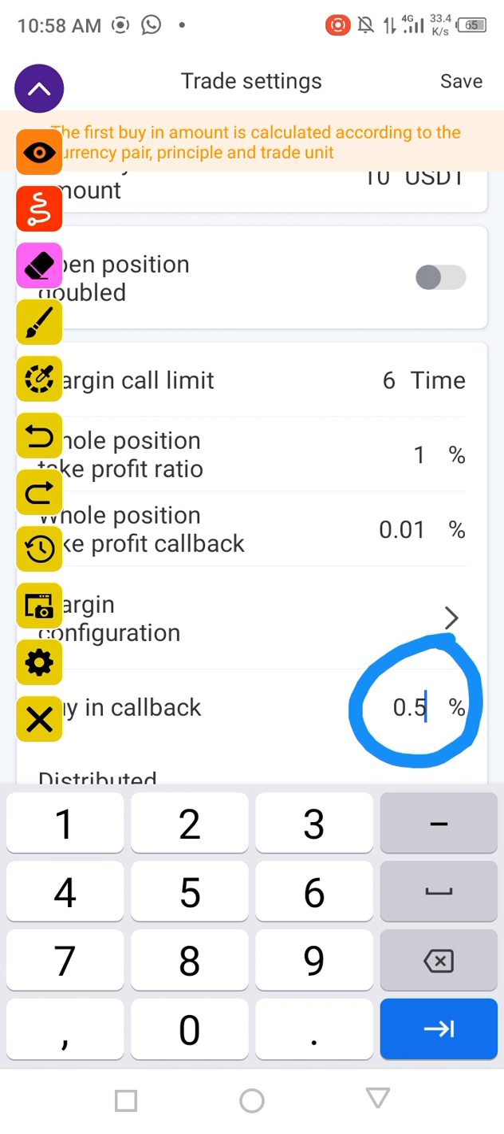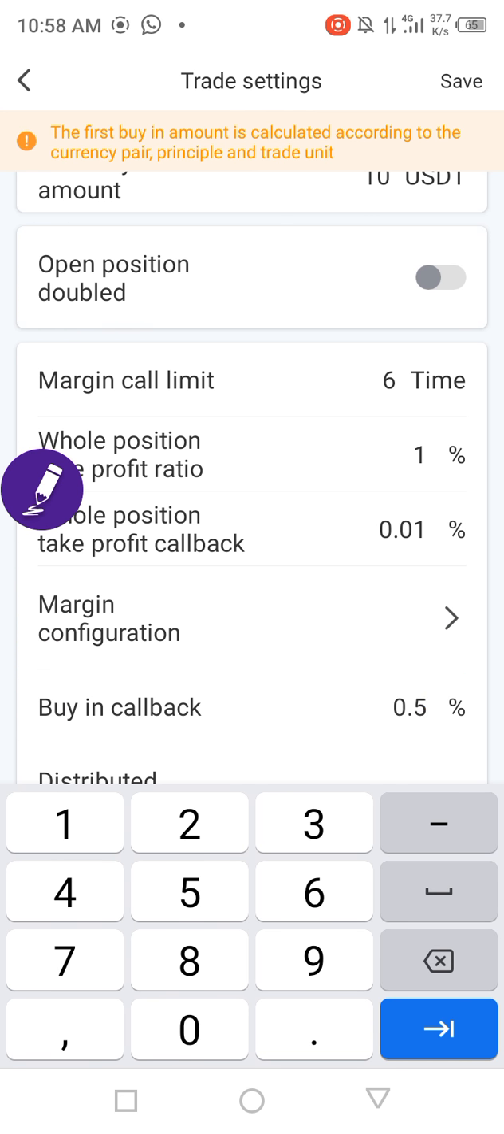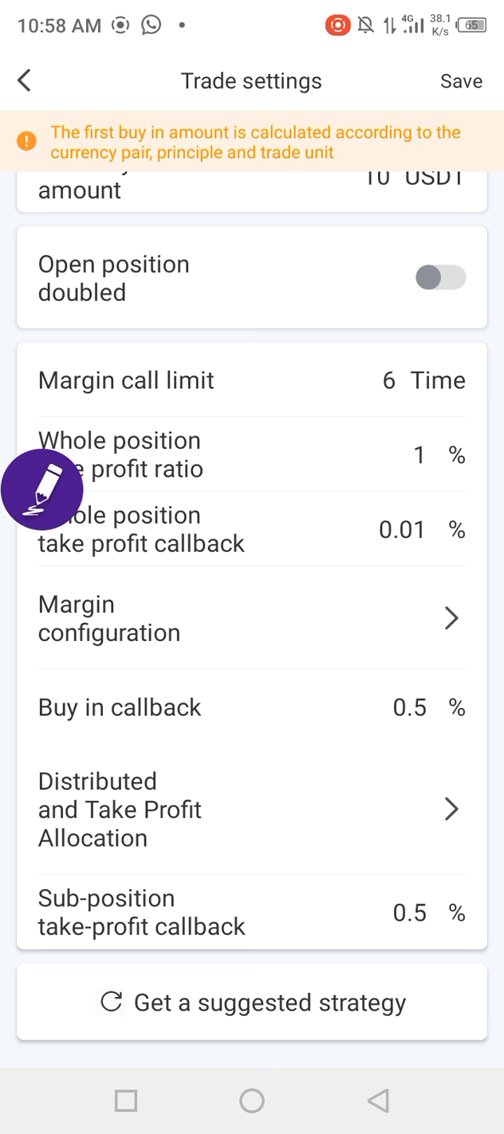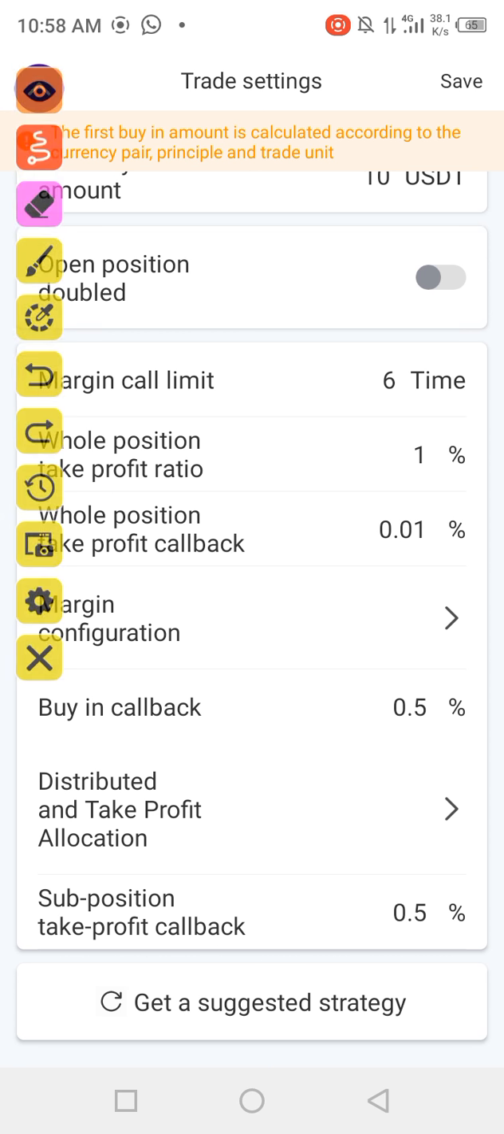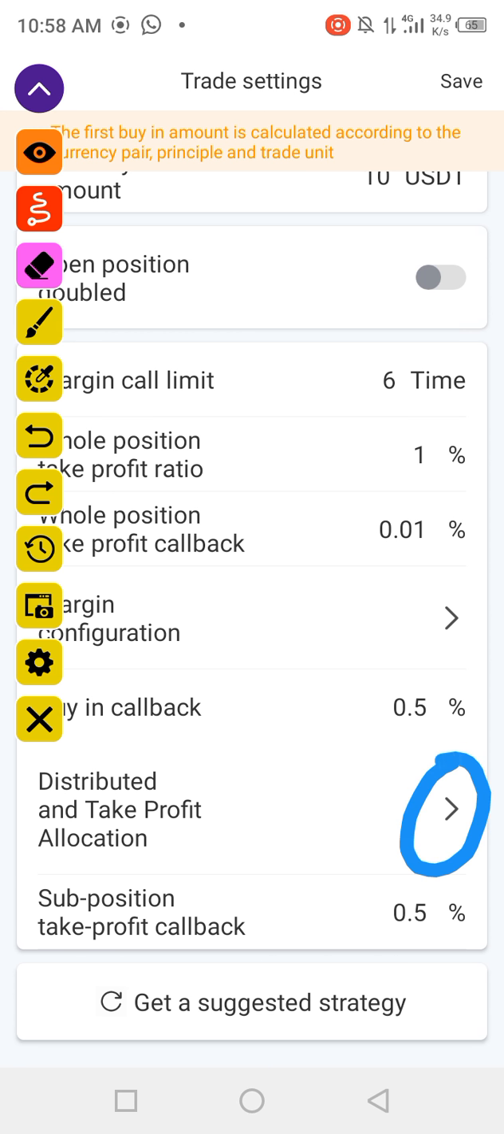Then another position will come in. I'll explain what I mean by position. I'll explain that in a margin configuration section. I will also explain this one later, distributed and take profit allocation. But let's look at sub position take profit callback. This one.